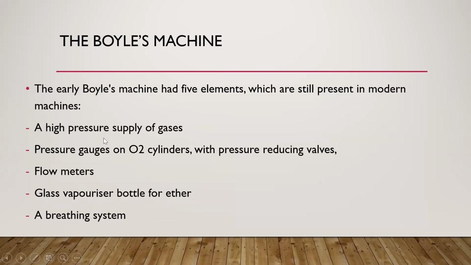It has a high pressure supply of gases. We saw the cylinder, pressure gauges, flow meters, and the glass vaporizer, which I sometimes used during the earlier days of my training. We had halothane in it, and a breathing system. Sometimes the Boyle's machine is even kept in the labor ward in case of emergency.